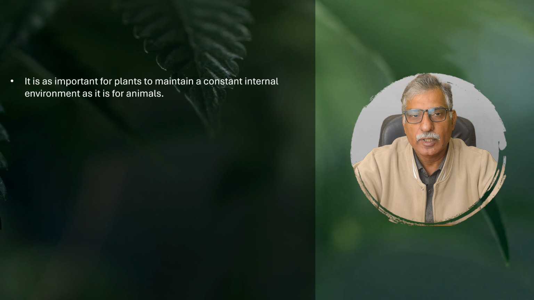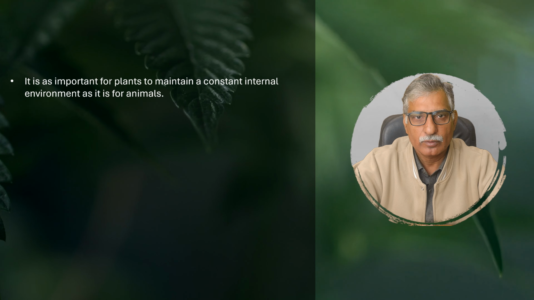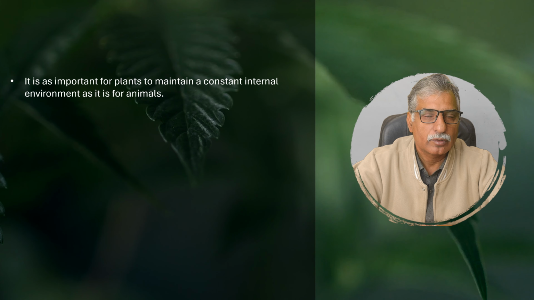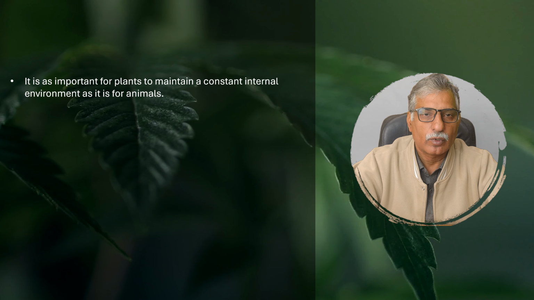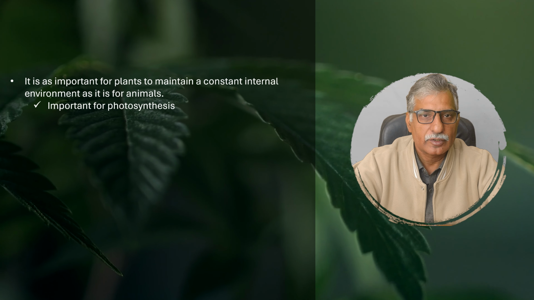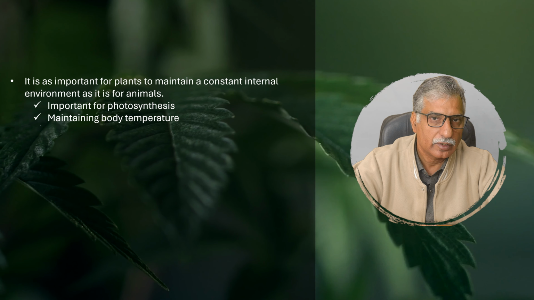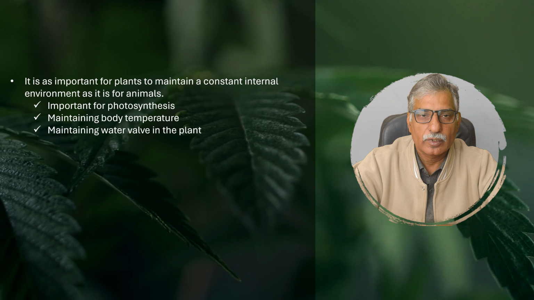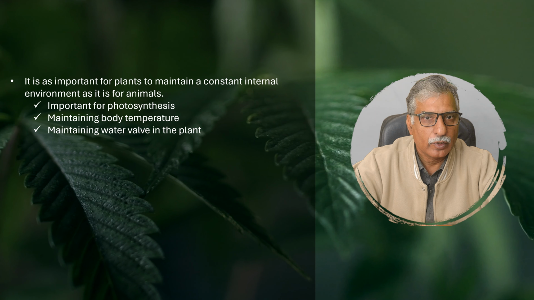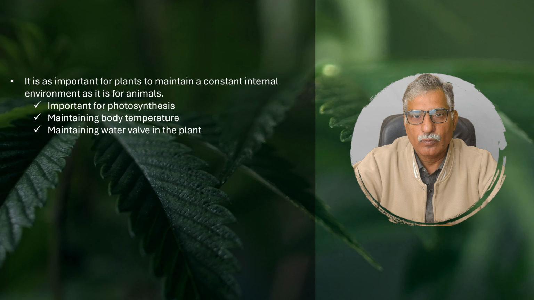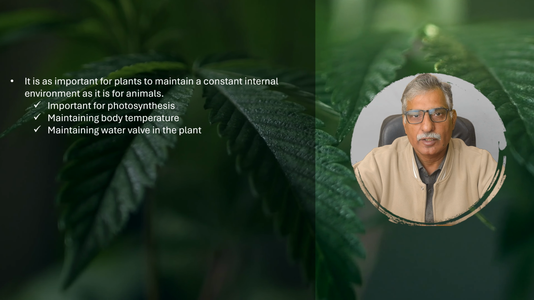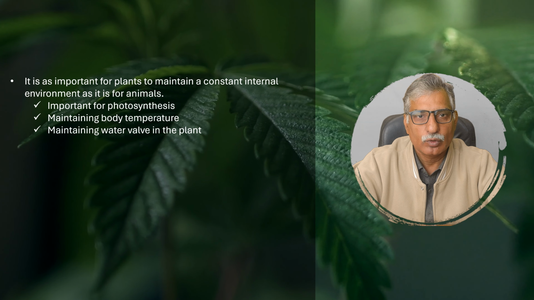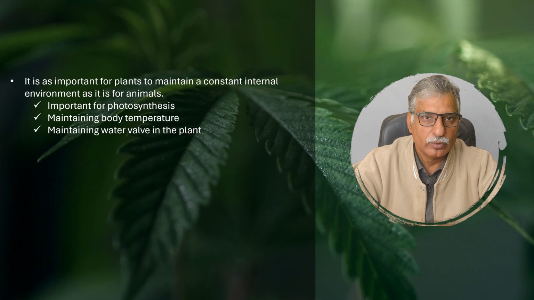So just like animals, plants respond to changes in the external environment and they tend to maintain their internal environment at a constant level. Plants also need to maintain their internal environment at a constant level, and this is important for photosynthesis, for maintaining body temperature, and for maintaining water level in the plant body. So in today's discussion, we are going to discuss how stomata respond to any change occurring in the external environment and how their opening and closing is controlled.